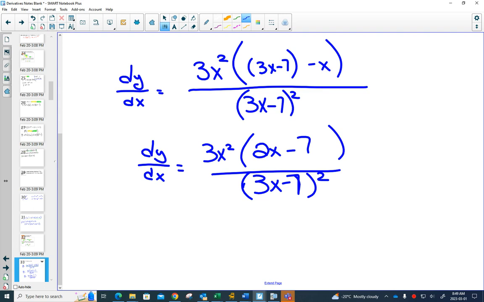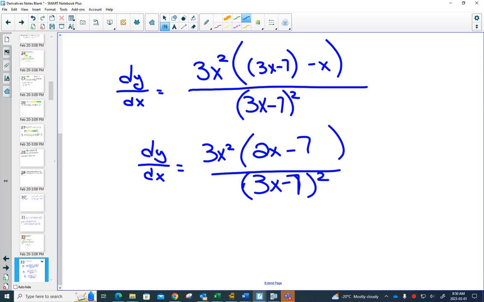And the reason we want to write things in factored form is to see if anything simplifies further. In this case, you would need a 3x minus 7 factor to cancel out, right? We can't cancel out part of a binomial. If it's adding and subtracting, that's grouped together.